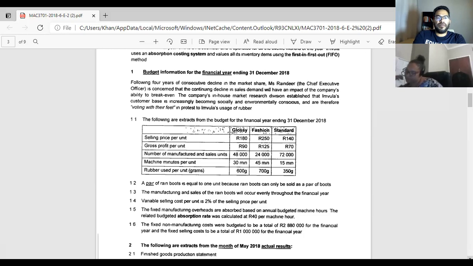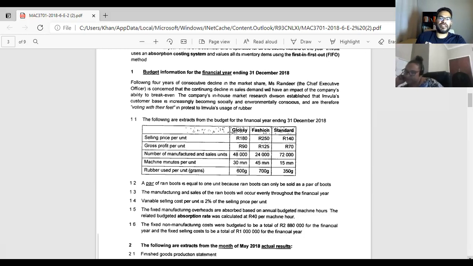Now, 1.1. The following are extracts from the budget for the financial year ending 31 December 2018. I thought something didn't look right. Okay, so you have three columns: glossy, fashion, standard. They're giving you the selling price per unit. They're giving you the gross profit per unit. They're giving you the number of units manufactured and sold, and they're giving you machine minutes per unit, and they're giving you rubber used per unit. So you might just take note of that.